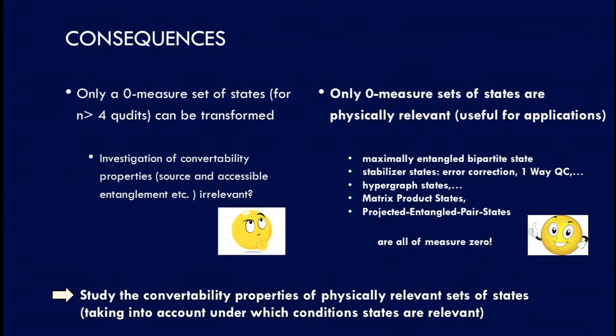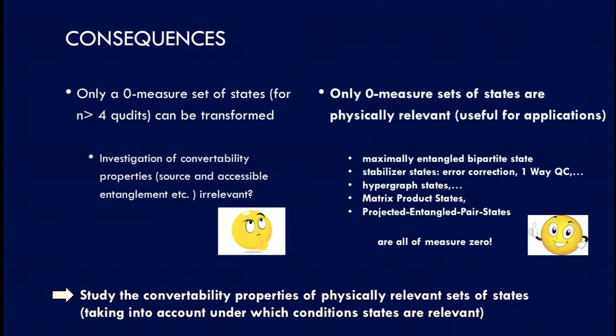In my opinion, yes, because we all know that the set of states that are considered in a physical context are always of zero measure, right? So in quantum information theory, we have stabilizer states that are useful for error correction, one-way quantum computation, and so on. We have hypergraph states, and in condensed matter, matrix product states, projected entangled pair states, and so on. And of course, they are all of zero measure, right? This is what you want to have because you don't want to deal with exponentially many parameters. And so in the physical context, we always have zero measure sets of states.